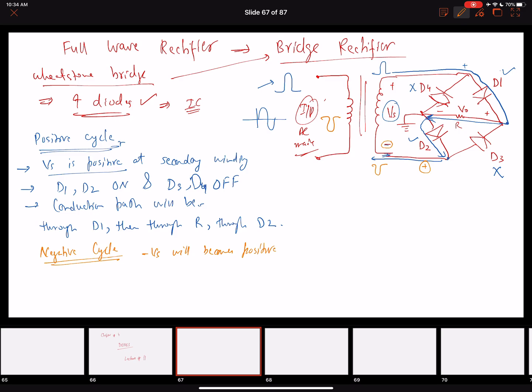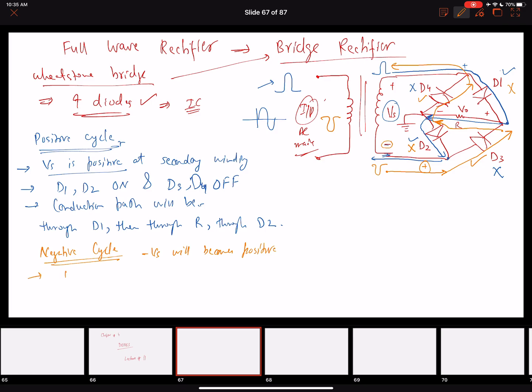So if this side will become positive, this means that now my D3 will be on, and my D2 will be off, and my D1 will be off, and D4 will be on. So the conduction path now will be, so it will go all the way here, then it will go through the diode D3, then D1 is off, so it will move through R, and after moving through the resistor R, it will go through diode 4 and then back to the transformer. Okay, so let's write this down.